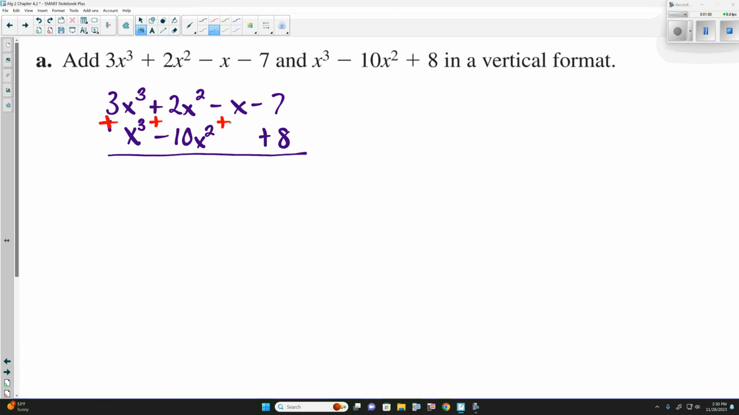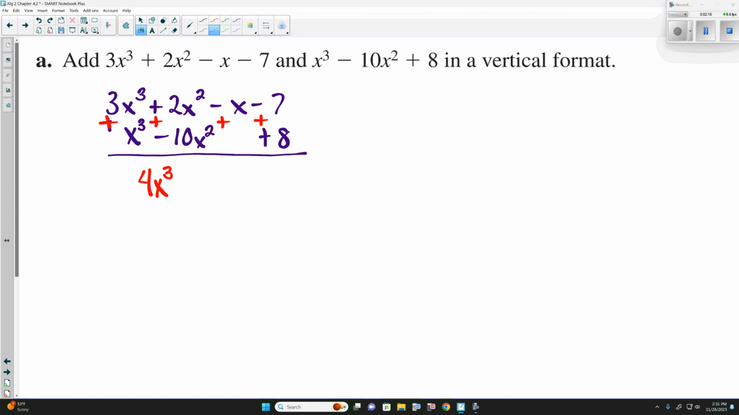Now at this point, because again we're adding the two expressions together, we're going to add all the way across. Now I put an addition sign between each like term just as a reminder that we are adding the two together. So the first thing we'll do is 3x cubed plus x cubed is 4x cubed.